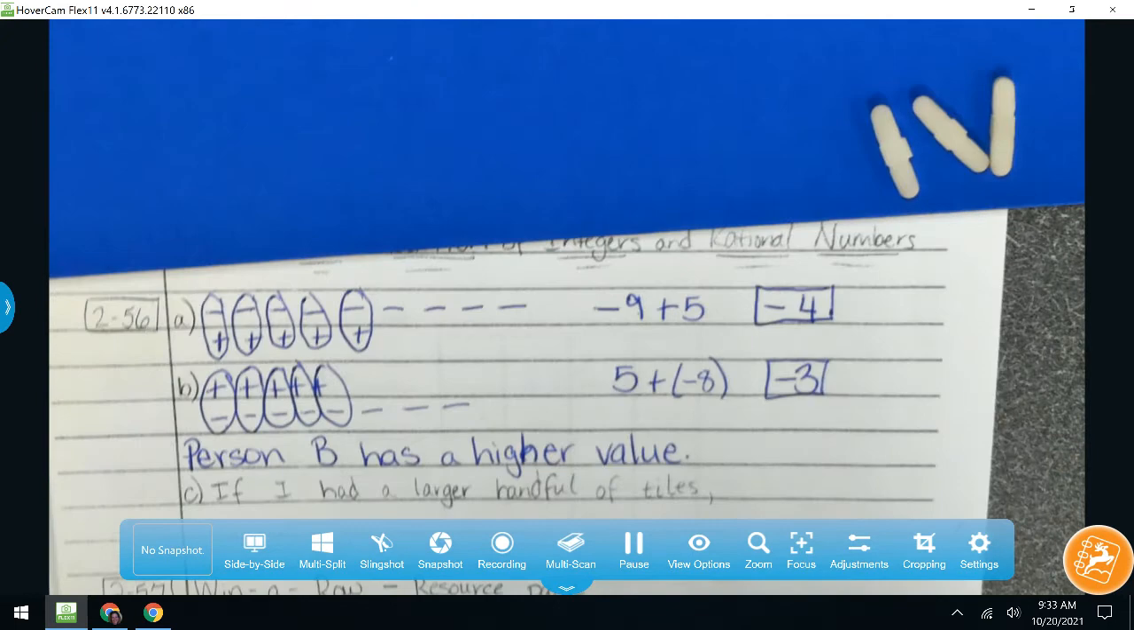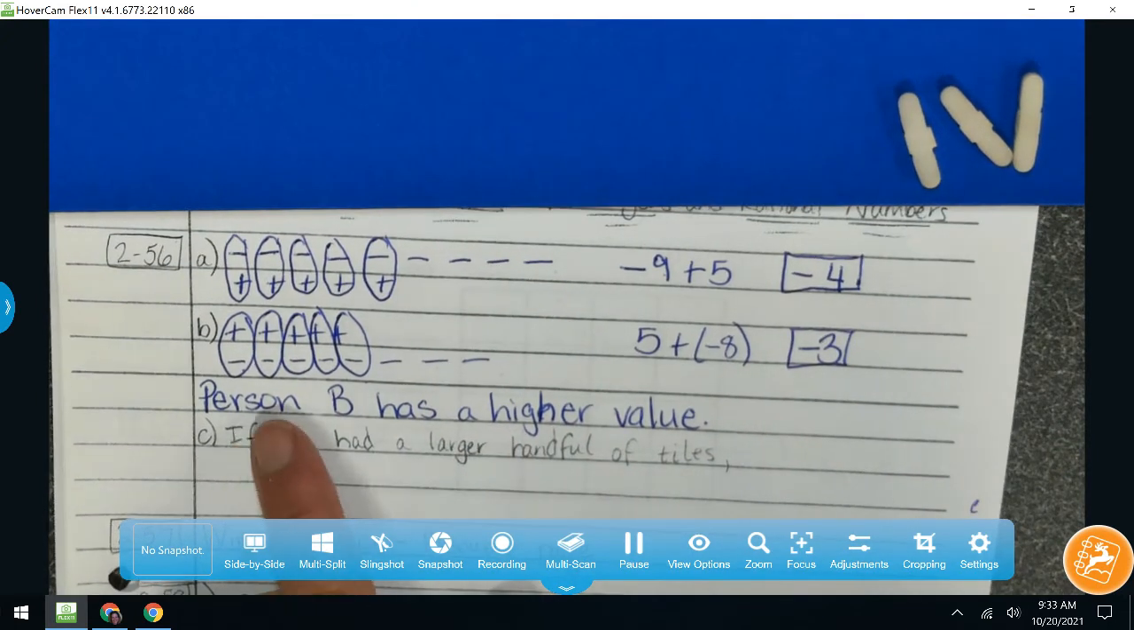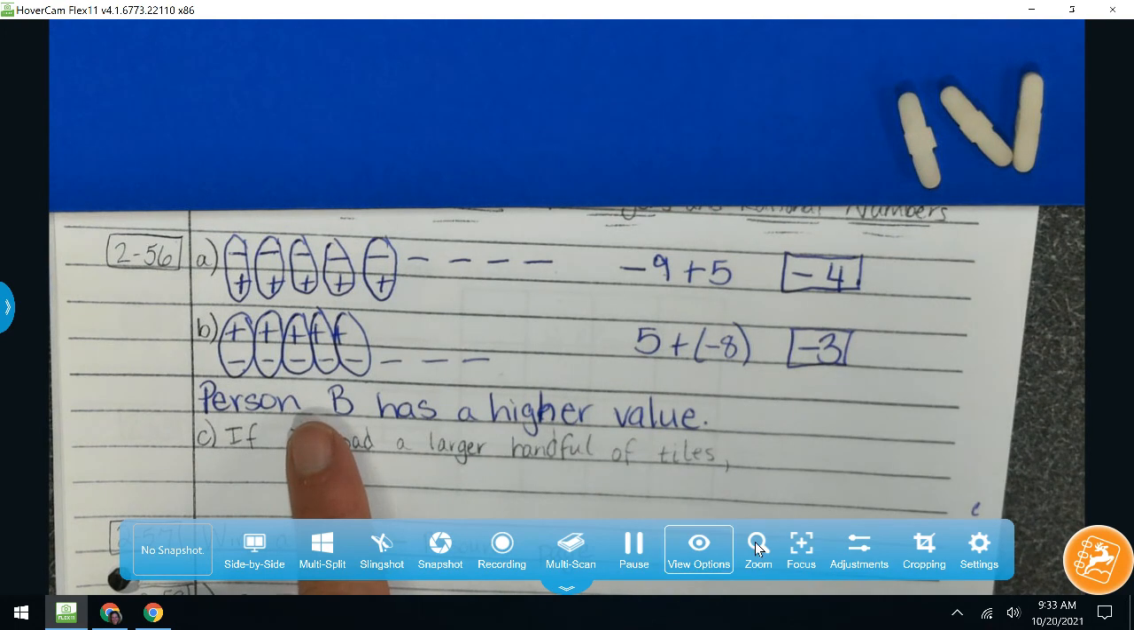Now, of course, if you were in class, instead of it saying person B has a higher value, a person's name would be there. However, obviously, at this moment, you can't just draw random tiles on your own at home.